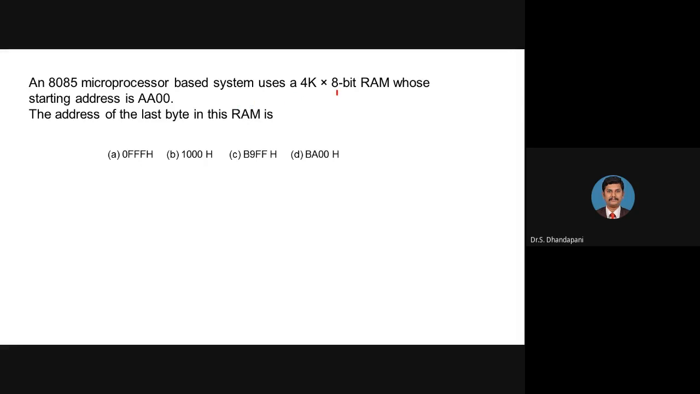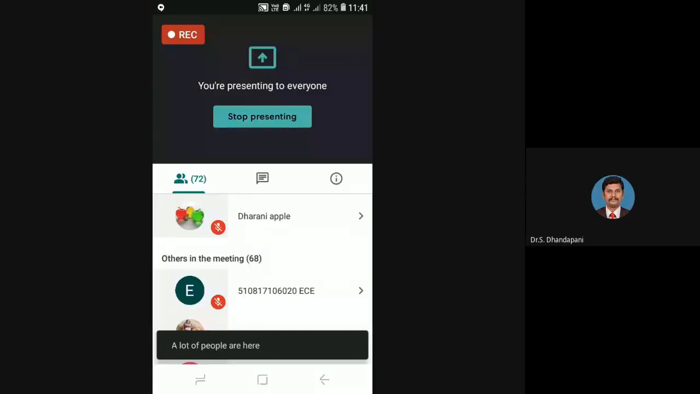What is the value of 4 KB? 4 KB equals how many bytes? Please give your answer in the chat box. 4 KB is 4096 bytes. For a microprocessor subject, we have to remember powers of 2 also for saving time. So 4 KB is 4096 in decimal. That value we want to add to the starting address.